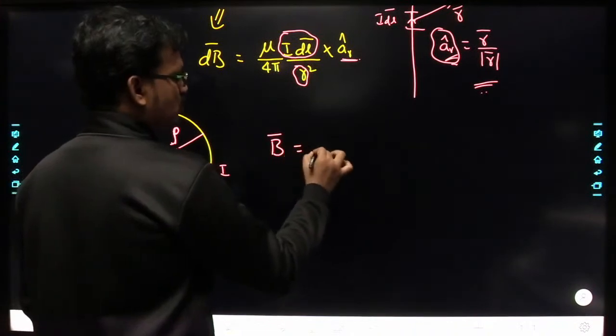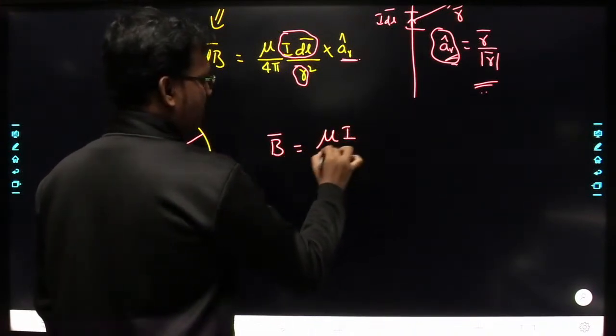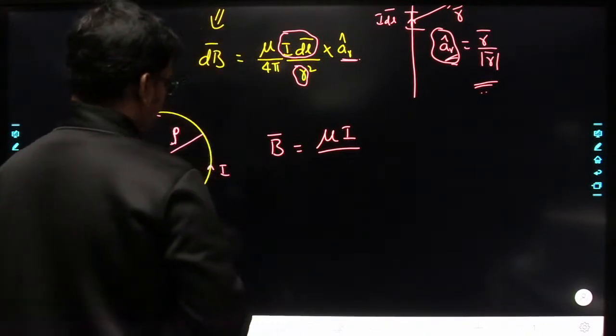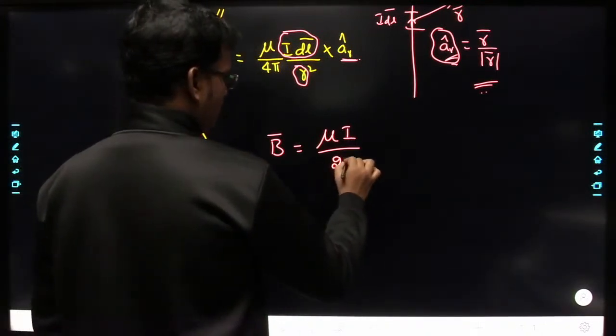B bar is equal to what? Is equal to mu I by, how much we got here? Mu I by 2 rho.